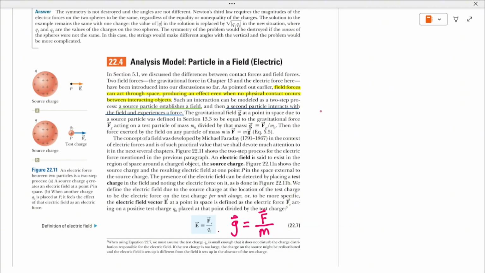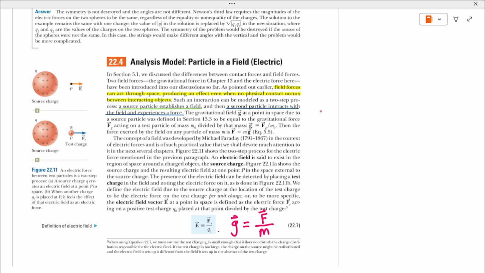We're going to look at a model for a particle in an electric field, which is going to be very similar to a particle in a gravitational field. So the electric field is defined as the ratio of the force a charge will feel divided by the charge on the charge itself. Very similar to the definition of g, the gravitational field.